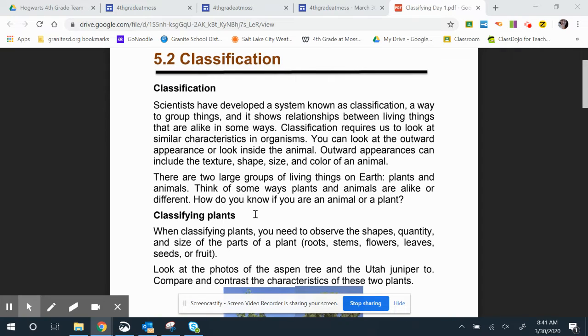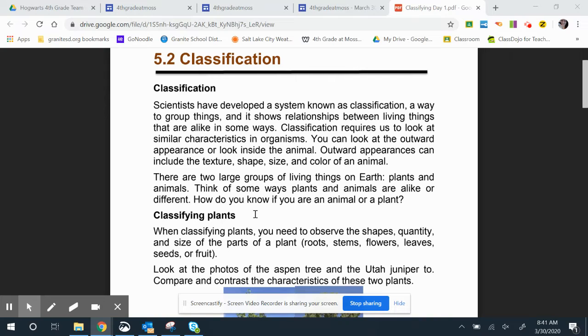So classification. Scientists have developed a system known as classification, a way to group things. And it shows relationships between living things that are alike in some ways. Classification requires us to look at similar characteristics in organisms. You can look at the outward appearance or look inside the animal. Outward appearances can include the texture, shape, size, and color of an animal.